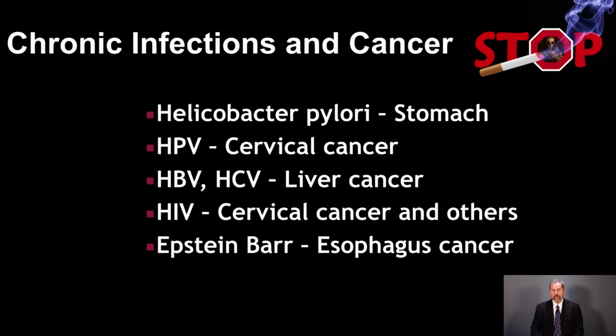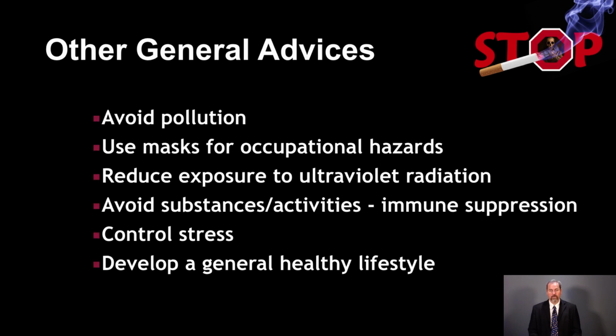Many chronic infections are related to cancer. We already mentioned Helicobacter pylori, then HPV, human papilloma virus, is related to cervical cancer, and then HBV, HCV related to liver cancer. HIV, the virus of AIDS, is related to cervical cancer and others. And then we have the Epstein-Barr that is related to esophagus cancer. Epstein-Barr virus, or EBV, is one that is very common in many populations and is one of the factors of esophagus cancer in determined populations.